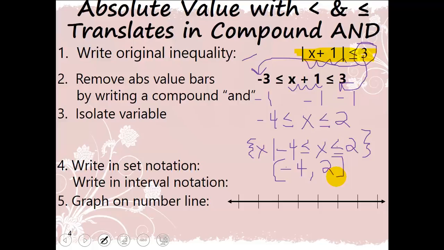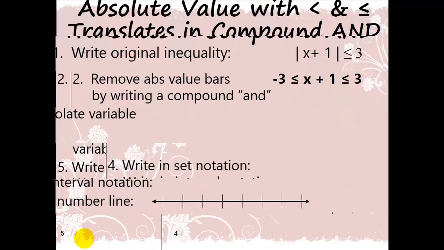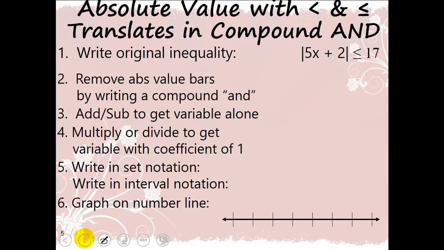So if I have 0, 1 and 2, -1, -2, -3, -4. Then I'm going to do a closed-in circle on -4, a closed-in circle on 2, and it's an and, so everything has to go in between. Those are your solutions. Let's try one more, a little bit more complicated.